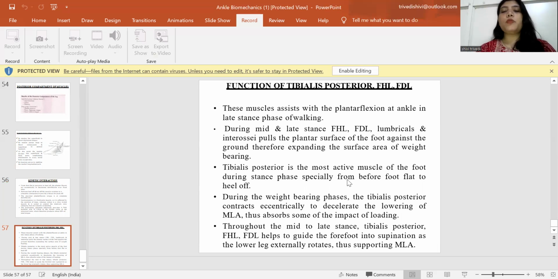Tibialis posterior is the most active muscle of the foot during the stance phase, especially from before foot flat to heel off. During the weight bearing phase, the tibialis posterior contracts eccentrically to decelerate the lowering of the medial longitudinal arch, thus absorbing some of the impact of loading. Throughout the mid to late stance, tibialis posterior, flexor hallucis longus, and flexor digitorum longus guide the forefoot into supination as the lower leg externally rotates, thus supporting the medial longitudinal arch.